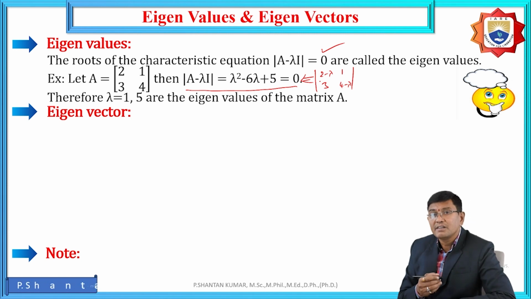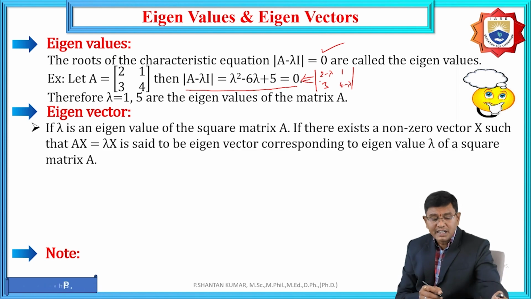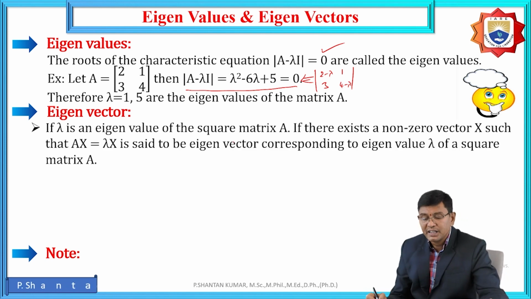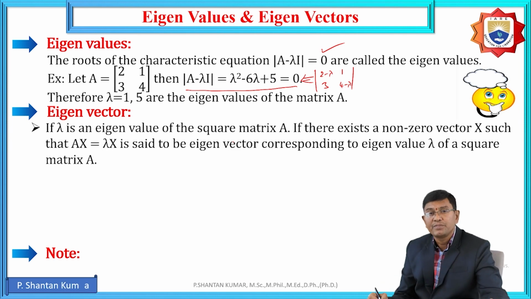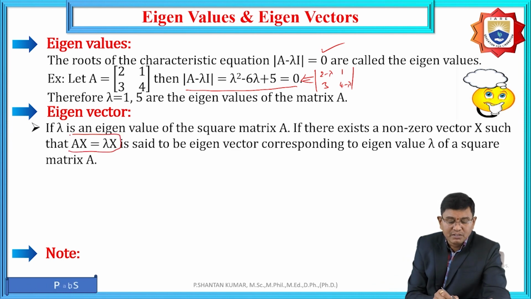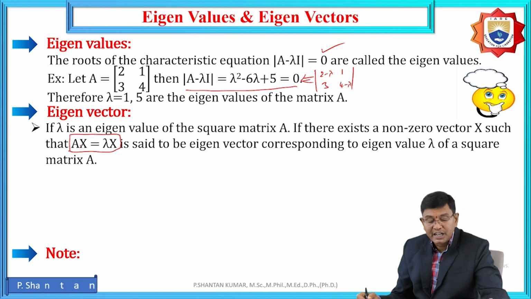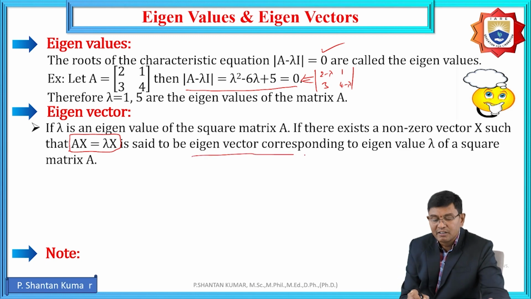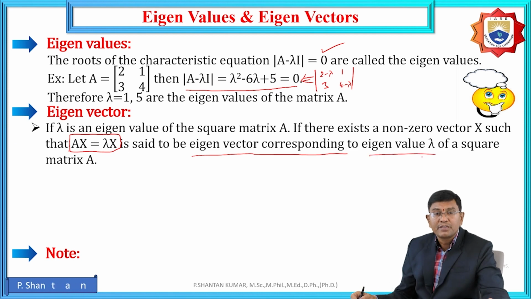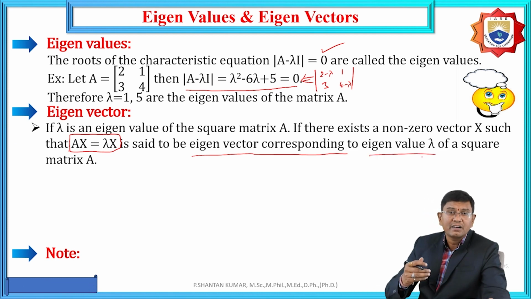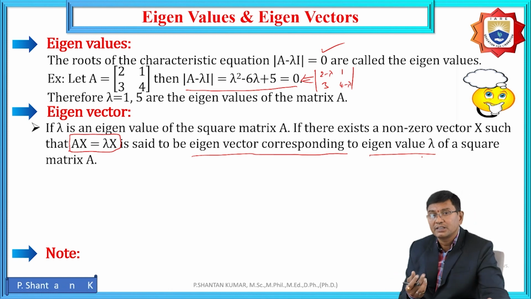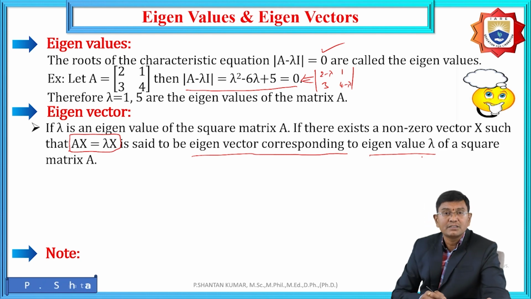And similarly, the eigenvectors corresponding to these are the matrix. That means if lambda is an eigenvalue of the square matrix A, if there exists a non-zero vector x such that Ax is equal to lambda x, with the help of this one, by equating that, we get the eigenvector corresponding to that value of lambda. That means if the matrix is a 2 by 2 matrix, we obtain the two eigenvalues. We find out the two eigenvectors corresponding to lambda 1, lambda 2. And this is the procedure under Ax is equal to lambda x.